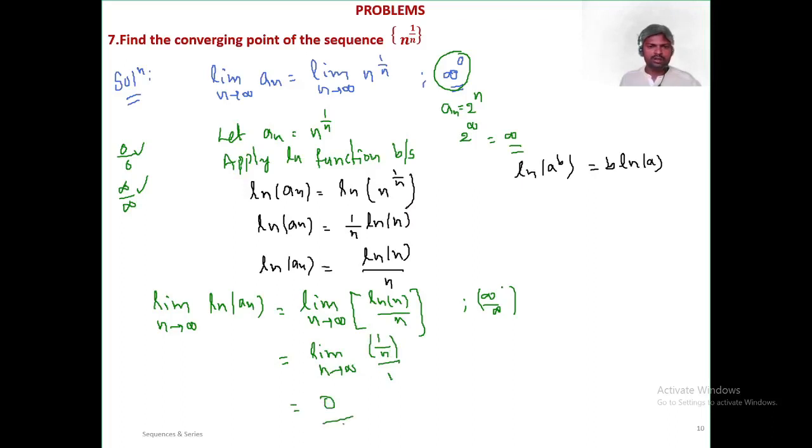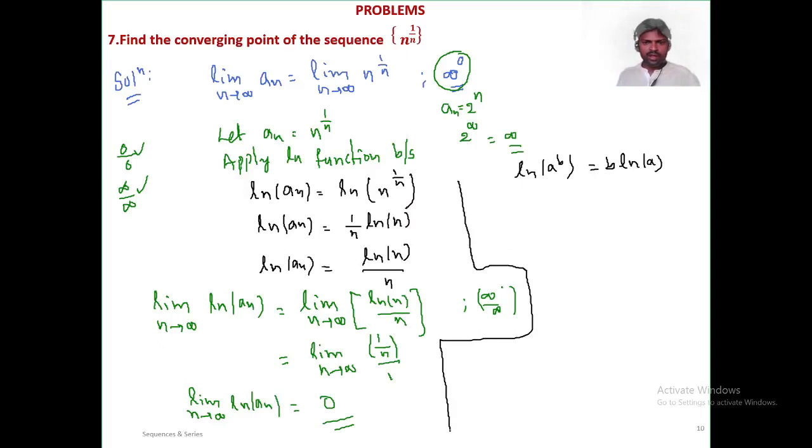Just now we calculated. So what I got is, the problem is not over. Limit n tends to infinity, ln a n value is 0. But what I want is limit n tends to infinity, a n value, right? Look at the first step. Limit n tends to infinity, a n value I want, but limit n tends to infinity, ln a n value I got. So therefore, here I can write.